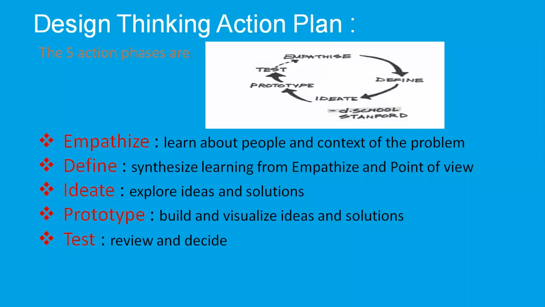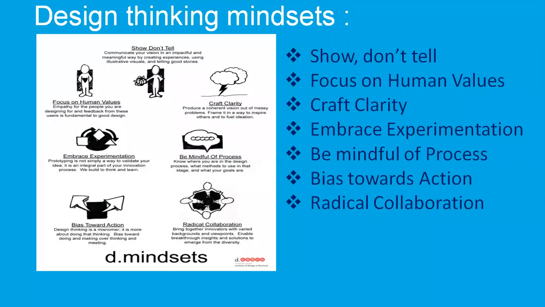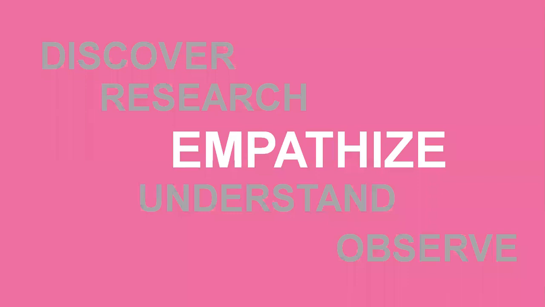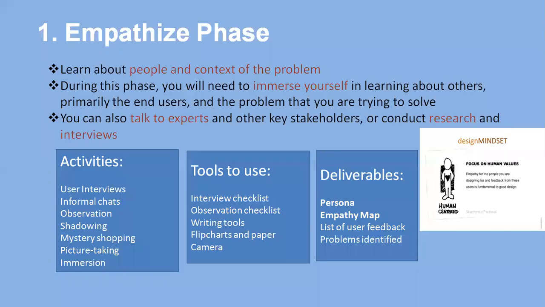The first is empathize, also known by other names: discover, research, understand, observe. It means to learn about people and the context of the problem. And this action phase goes with the mindset focus on human values. When we think about design thinking, the first word that comes to mind is human. For example, what's the human need behind a particular business need?